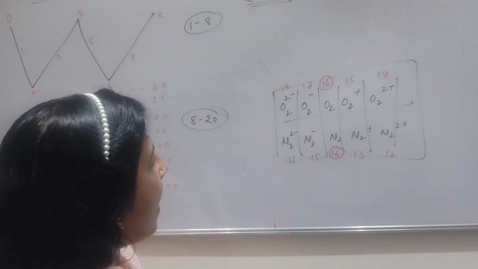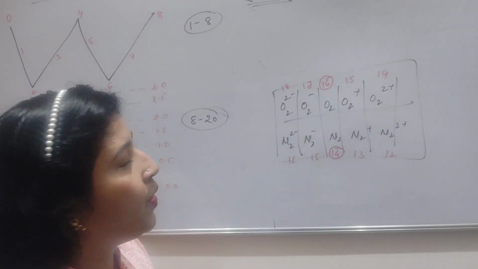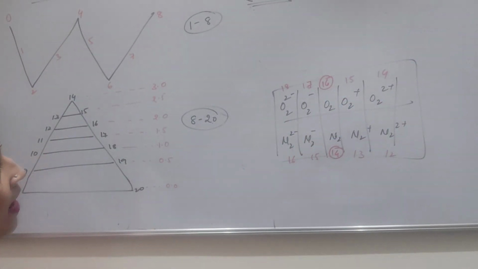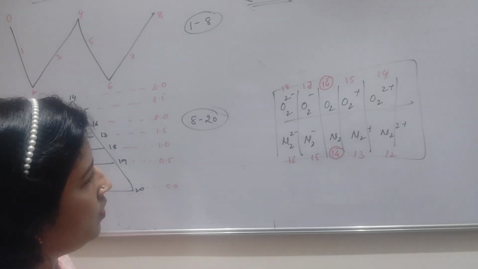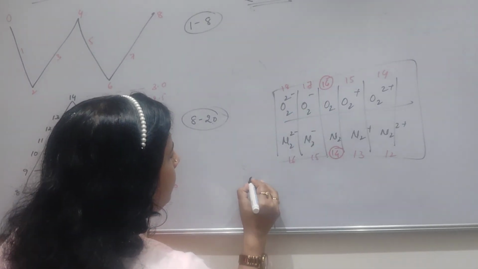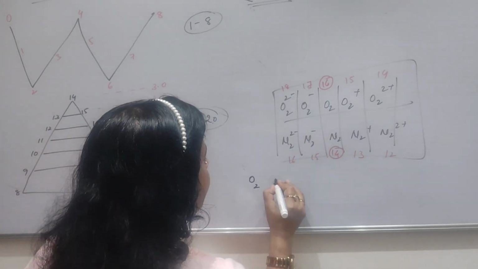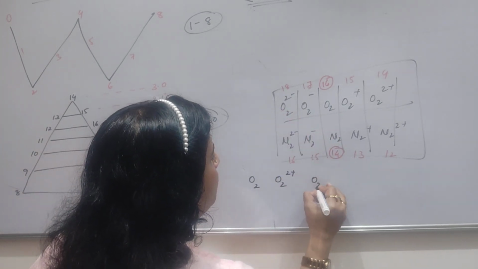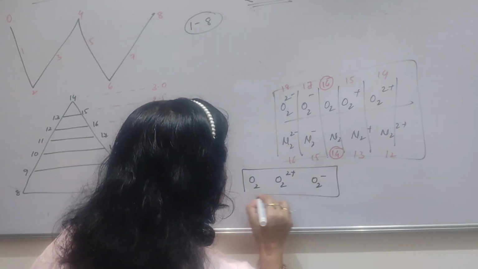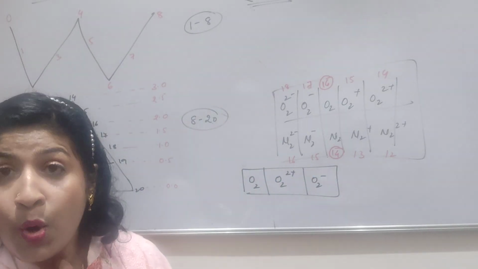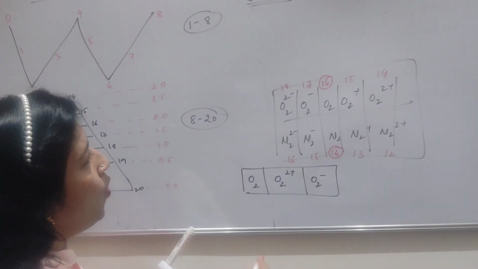Suppose now I'm going to pick this molecule. Either I'm going to pick this half, this half. So who has the highest bond order? I have written, suppose, oxygen O2, and I'll take O2 2 plus, and from here I will take O2 minus. Between these three, which has the bond order more and which has less.